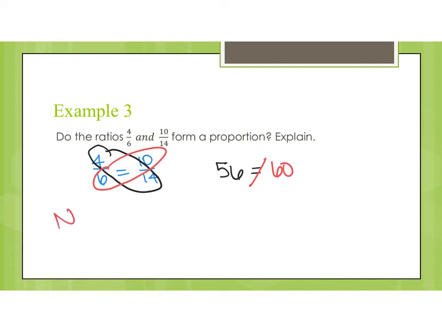So we'll say, no, the cross products are not equal.